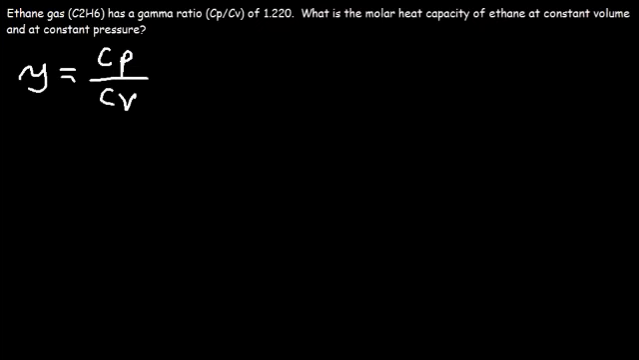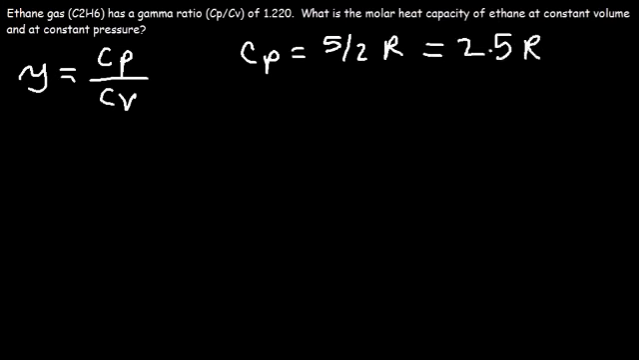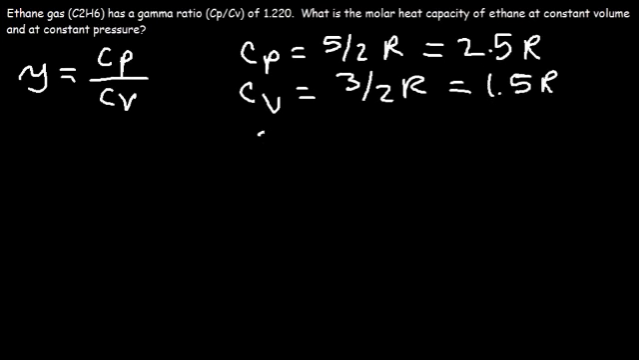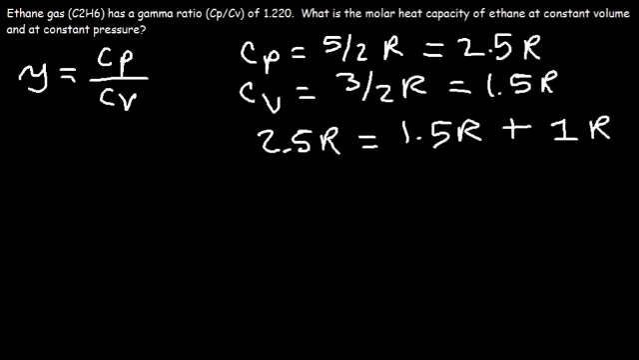And we know that Cp is equal to 5 over 2R. That's basically the same as 2.5R. And Cv is 3 over 2R for monatomic gas. That's 1.5R. Now, 2.5R is equal to 1.5R plus 1R. 1.5 plus 1 is 2.5. So therefore, we can say that Cp is equal to Cv plus R.